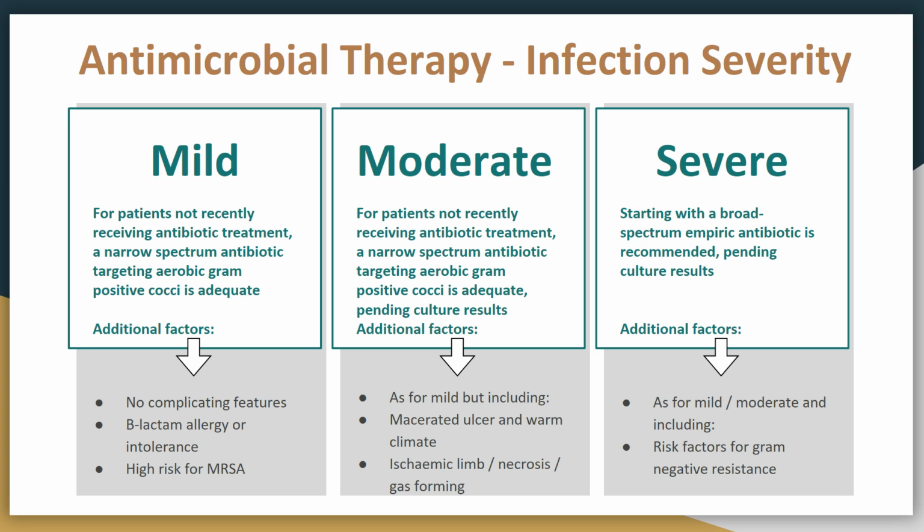The IWGDF state that if there is substantial risk of infection from MRSA organisms, then an agent active against MRSA should be considered. For severe infections in patients who have had previous antibiotic therapy, starting with a broad-spectrum empiric antibiotic therapy, pending culture results is recommended. These patients may need extended coverage for common gram-negative bacilli. The definitive therapy should be based on culture results and sensitivity of a wound specimen, and also considering the patient's response to the antibiotic regimen.